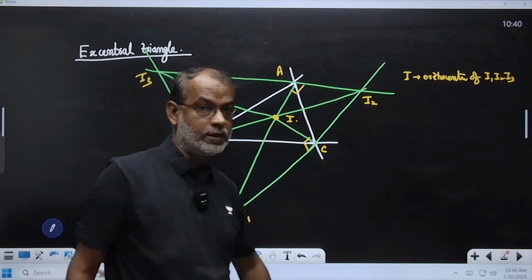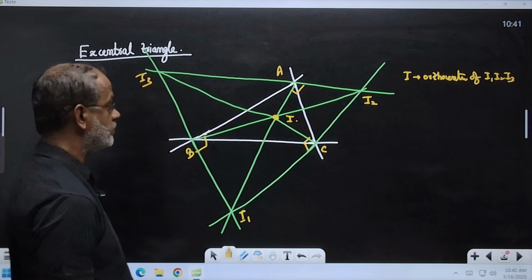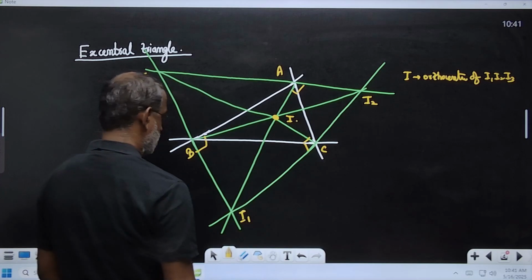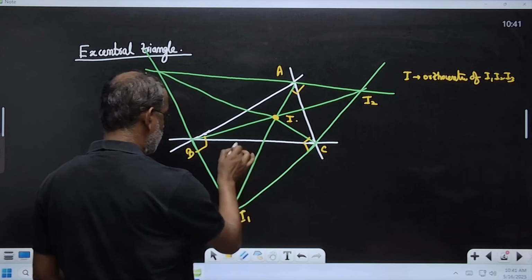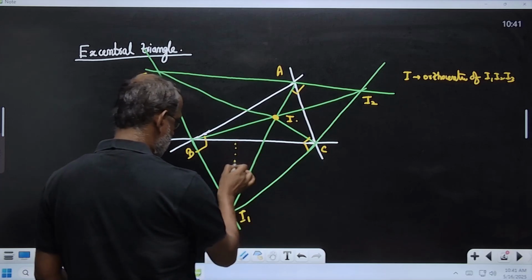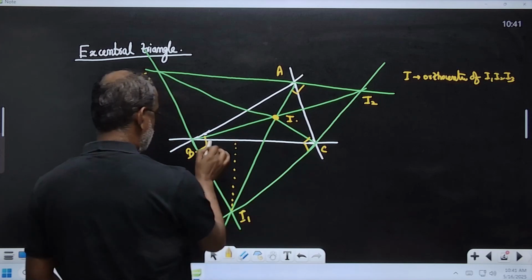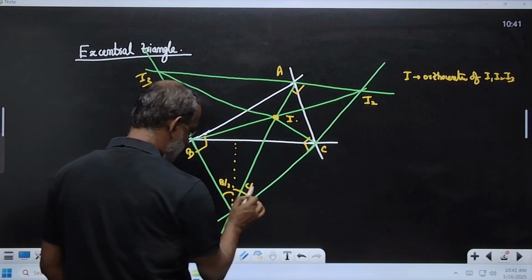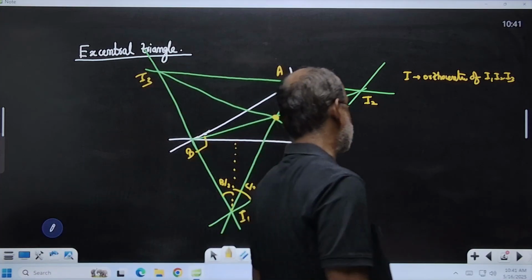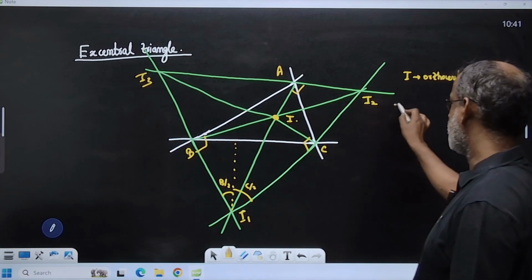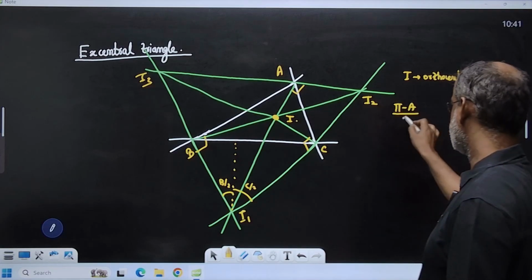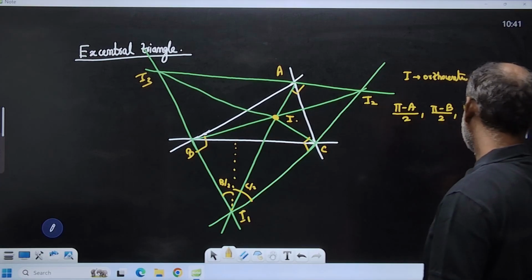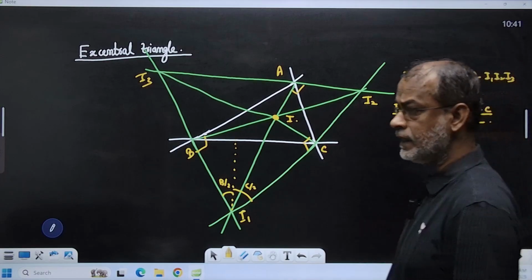Further, if you want to know sides in terms of say ABC, we have to find these angles. This angle is pi minus B by 2, so this angle is B by 2 and this angle is C by 2. So, angles of this triangle are B plus C, that is pi minus A by 2, pi minus B by 2, pi minus C by 2. These are angles of this triangle.